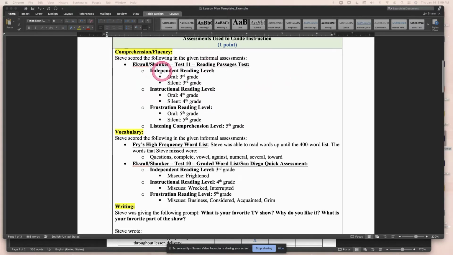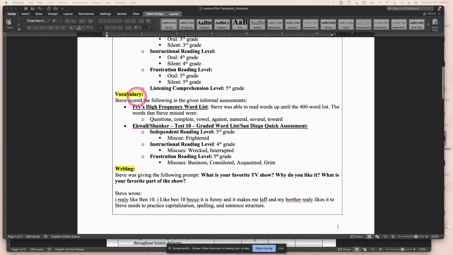Okay? So you'll notice that for comprehension and fluency, I wrote the exact name of the test within the Eckwall-Schenker, and then I broke it down based off of the results that I got. So I wrote the independent, instructional, and frustration level of the readings, and then I wrote the listening comprehension level. This here already gives me a good indication as to what type of story I'm picking, what type of activities I'm doing, and where my students' comprehension level is, and how I can push them to be a little bit better.